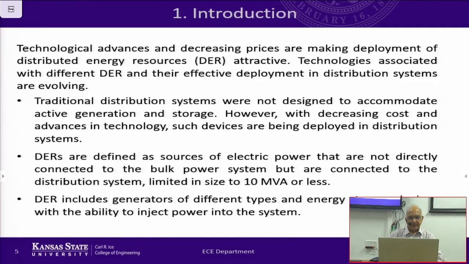distinction. Now this can be any kind of generator, or any energy storage device like batteries, for example, that are capable of injecting power into the system. So that's what is called a distributed energy resource.